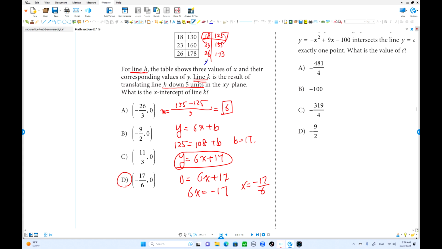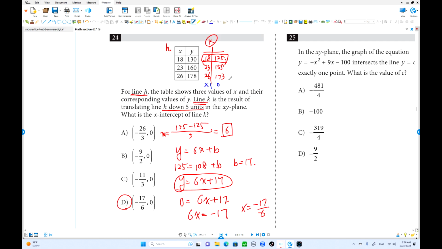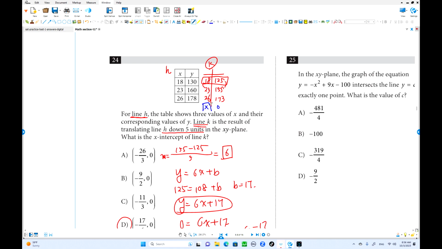The x-intercept is when y equals 0, right? This number is the x-intercept. You know the slope is 6 already. So from here we can find 0 minus 176. I'm going to use 125, a small number, right? 0 minus 125 over x minus 18 is equal to 6.